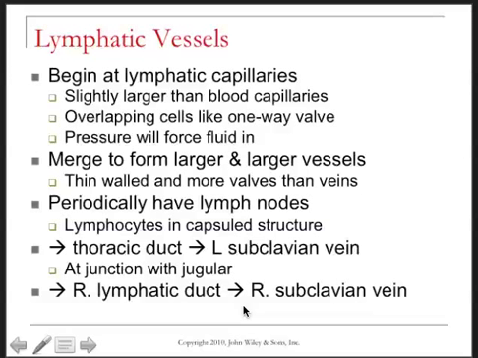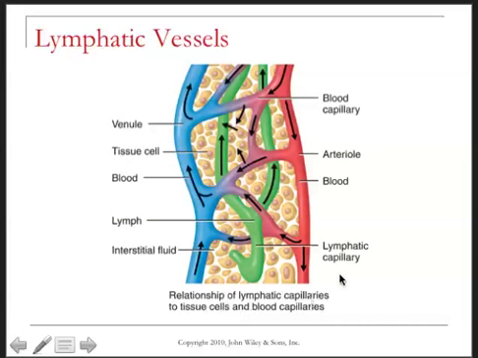So what we find here, when we look at this arrangement of vessels, you can see that generally where you find a nerve, you will find a lymphatic vessel. You'll also find an artery and a vein. They tend to run together, and that's for the structural integrity of the body.